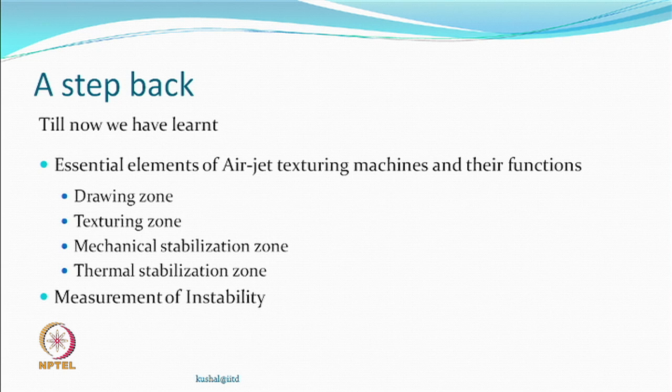Then there is a texturing zone, which is the main zone where entanglements etc. would happen. Mechanical stabilization zone, where we believe that loose loops and entanglements will open up, entanglements become tighter, and so instability can reduce. Thermal stabilization zone, where for thermoplastic fibers this can also help in reducing the instability. And we also learned something about the measurement of instability.